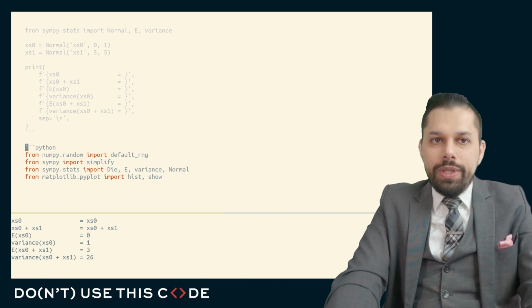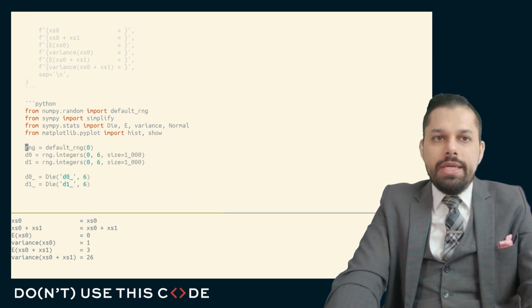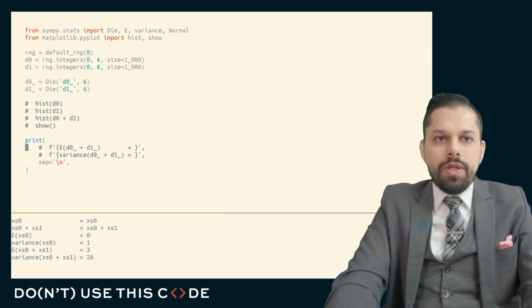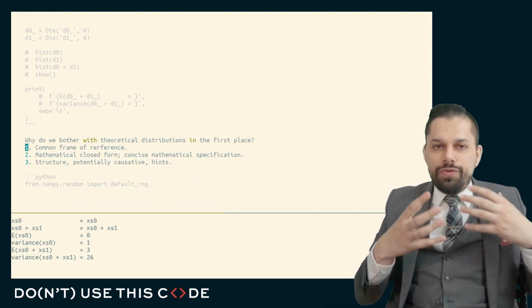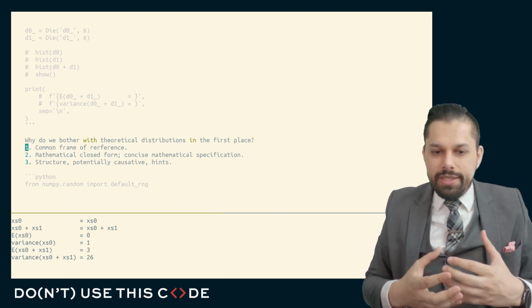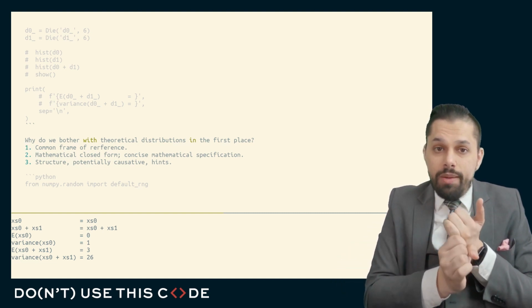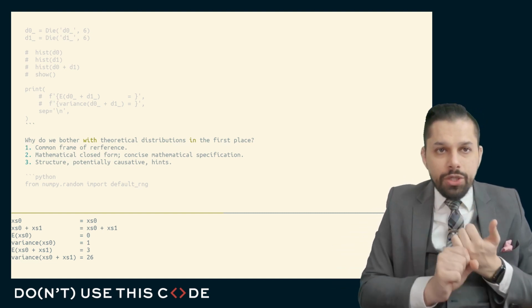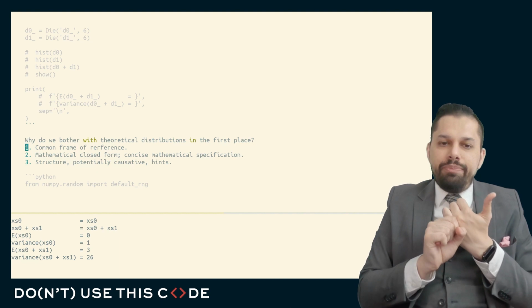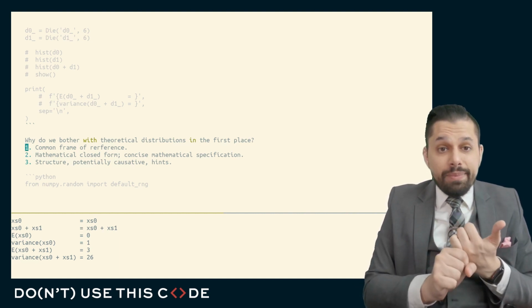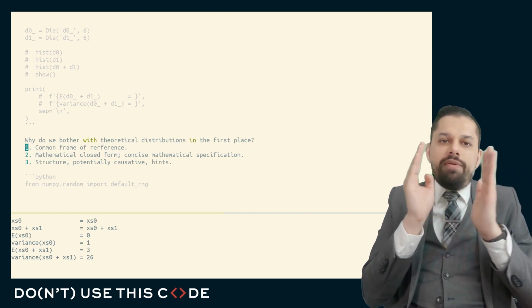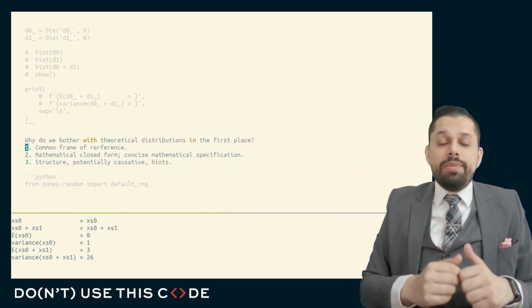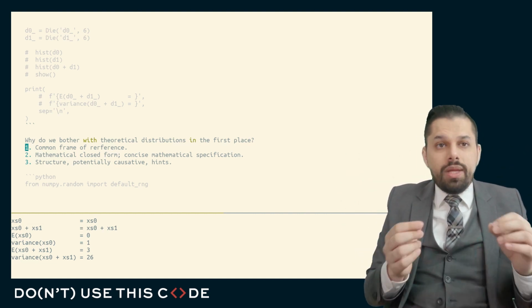Fundamentally, why do we care about these theoretical distributions? Well, the theoretical distributions give us some very powerful tools for describing and communicating things about our data sets. They give us a common frame of reference. If I say normal distribution, there are certain implications that come along with that. Namely, it's symmetrical. Whatever we see on the left lobe and whatever we see on the right lobe is the same. It's got a skew of 0.